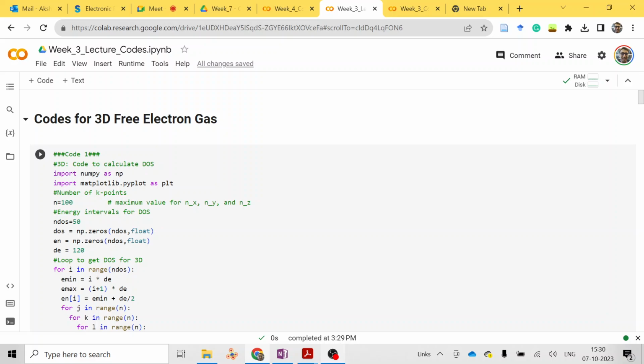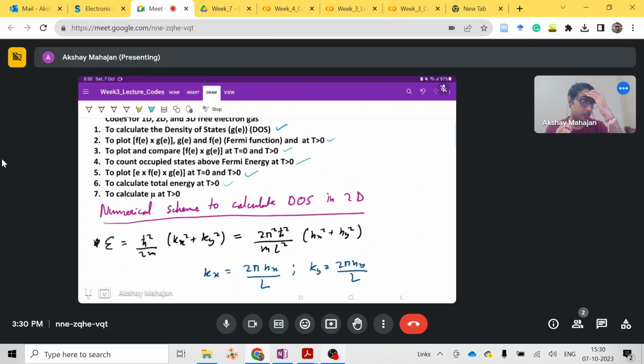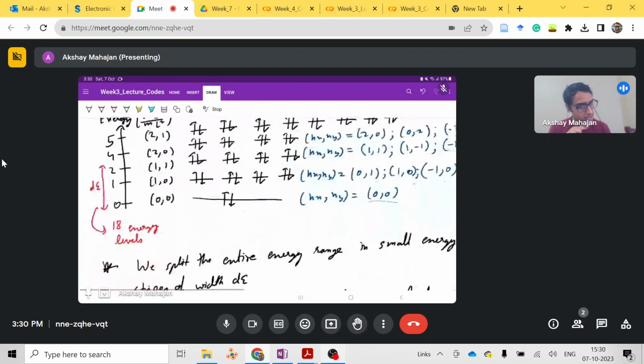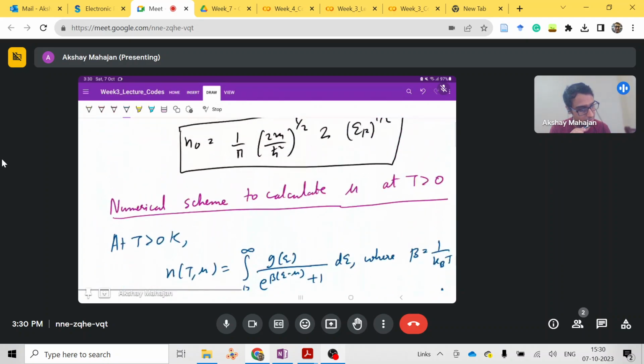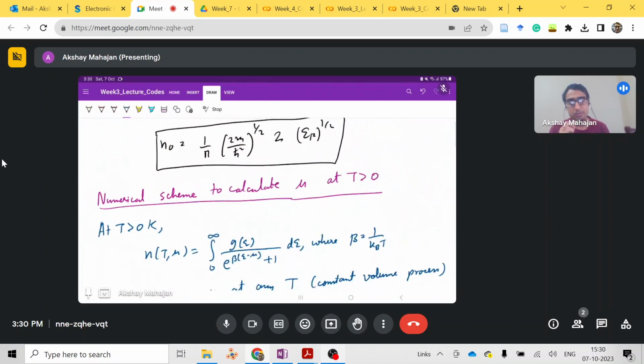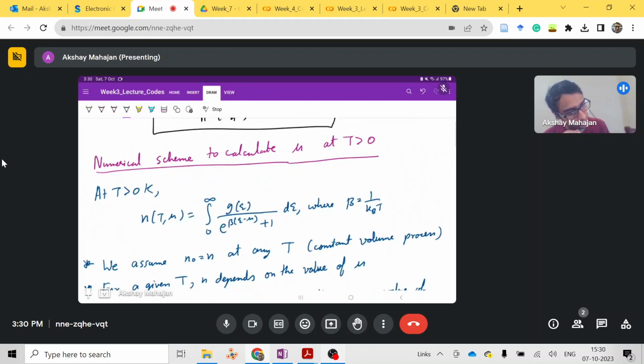Alright, so now the last part, which is to calculate mu at T greater than 0. For this, let's revise a little bit of theory, like what is a numerical scheme to calculate mu at T greater than 0. At T greater than 0, we can find the total number of electrons as a function of T and mu by this integration: the density of states times the Fermi function, 1 over e to the beta (epsilon minus mu) plus 1, integrated over epsilon, will be the total number of electrons. Beta is 1 by kBT.